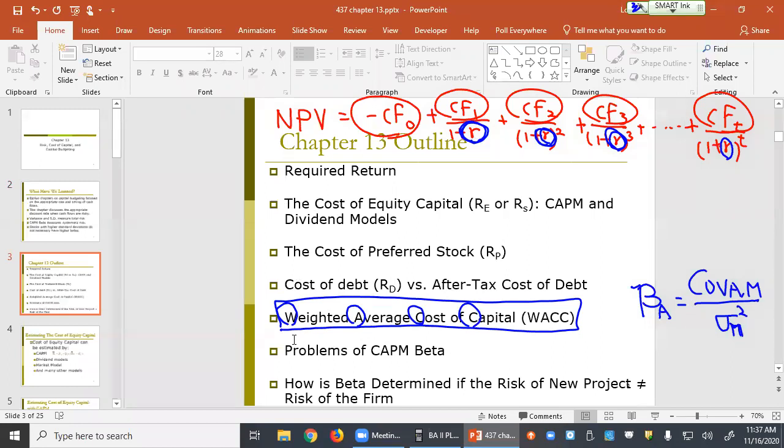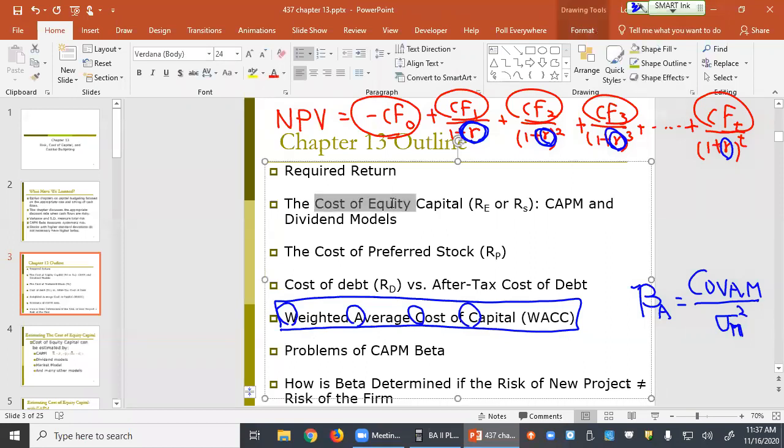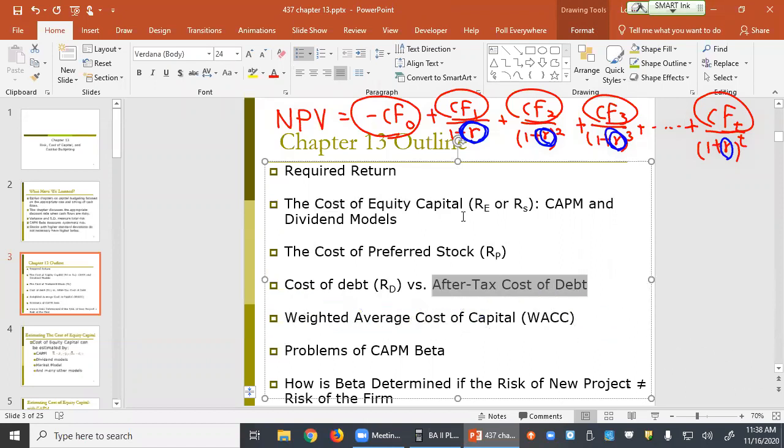Now to calculate the weighted average cost of capital for your corporation, we need to find three other costs. We'll have cost of equity, cost of preferred stock, and we also need to know the after-tax cost of debt. Depending on which textbook is being used, the notations may look a little different, but we typically use either RE or RS to represent cost of equity. E stands for equity, S just means stock, common stock specifically.